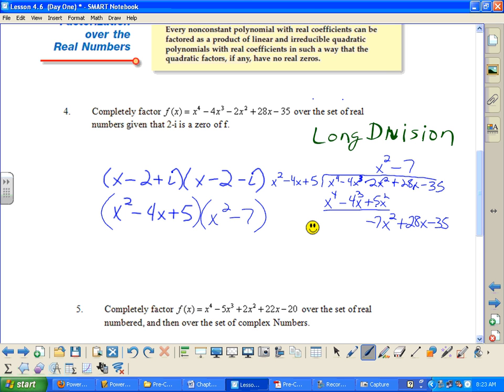And if something's a factor, what's the remainder? 0. Okay, so I didn't finish this here because I'm going to end up with 0. All I needed to know was that negative 7 times x squared is negative 7x squared.